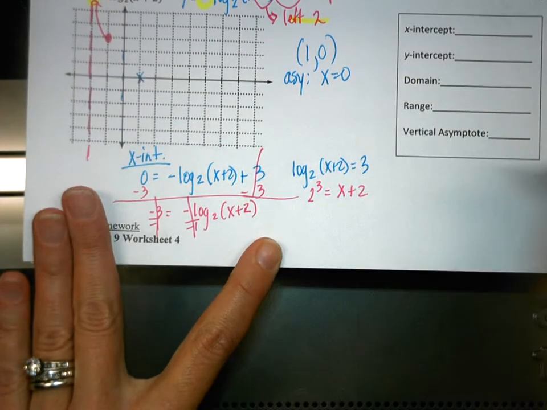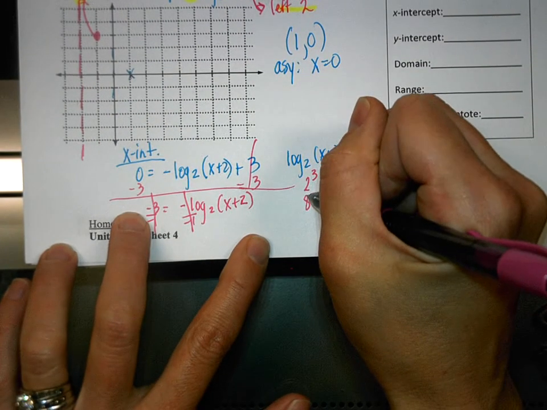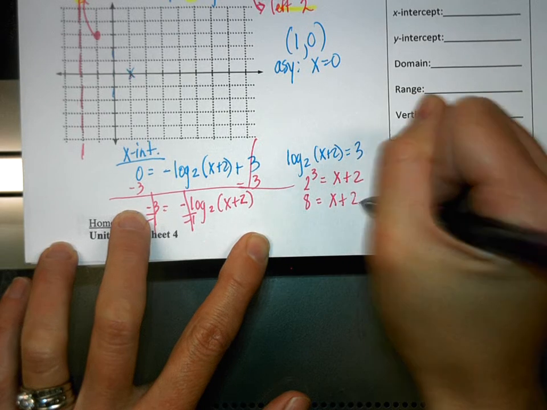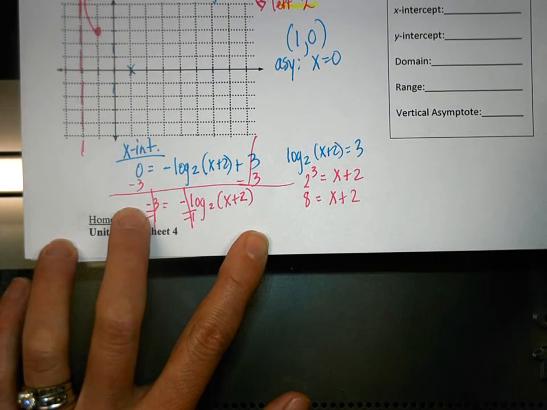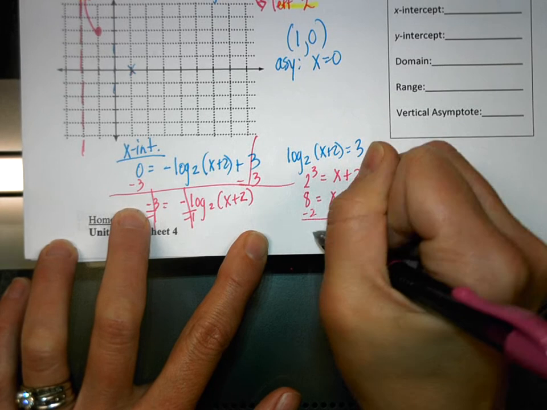What is 2 to the third power? 2 to the third power is 8. And then we have 8 equals x plus 2. And then can I finish solving this? I hope so. Okay, and so we get 6 equals x.